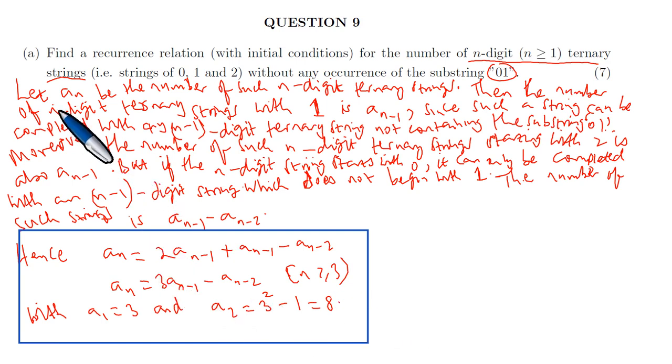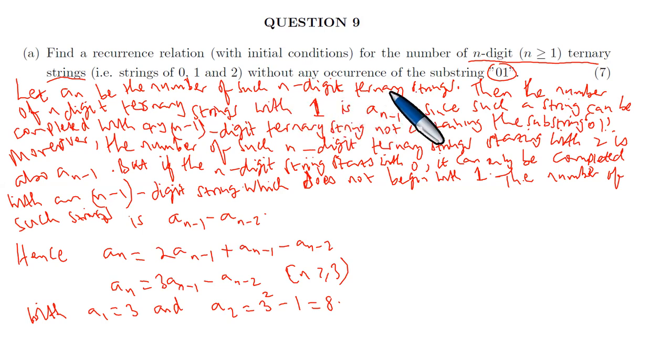So obviously we understand therefore that if you let a sub n be the number of such n-digit ternary strings, it's the number of all the strings. The number of all the strings is found by the possible combinations of the strings. But the first that we looked at is the a sub n minus 1. A sub n minus 1 is the number of the n-digit ternary strings with one. And then the number of ternary strings with two is also a sub n minus 1.